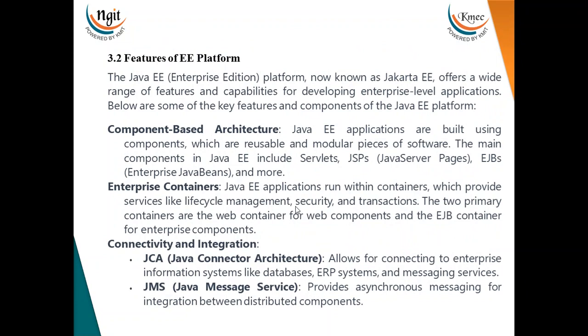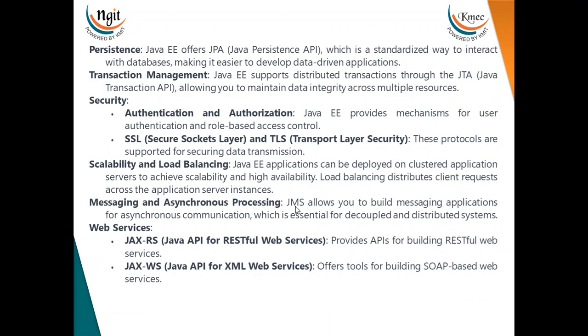The two primary containers we have seen are the web container and the EJB container. Connectivity and integration will happen through Java Connector Architecture, and messaging services through Java Message Service. Coming to persistence, Java Enterprise Edition offers the Java Persistence API, which provides a standardized way to interact with databases, making it easier when you are working with data driven applications.